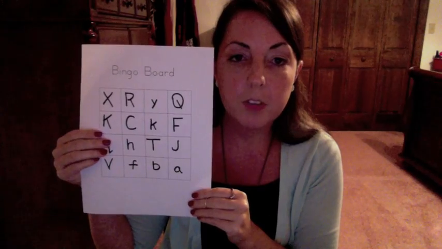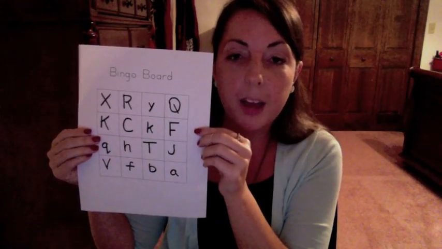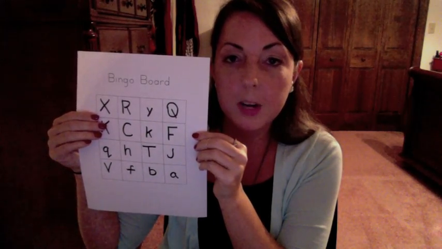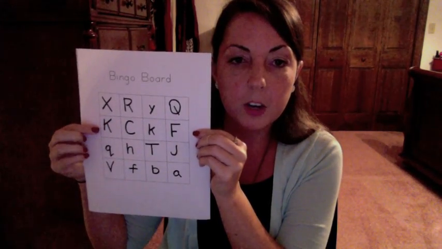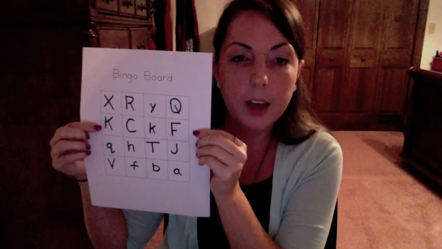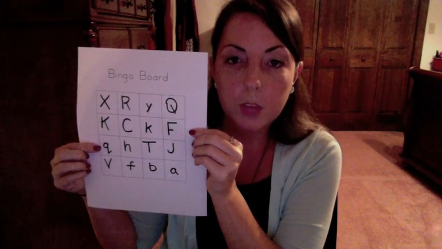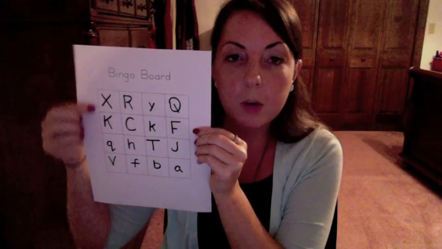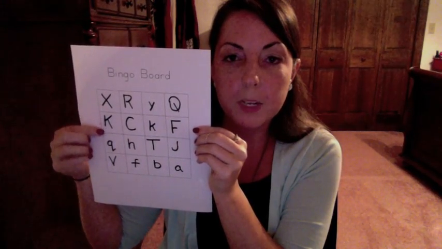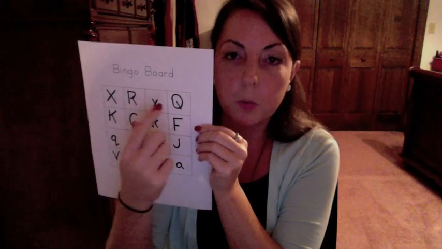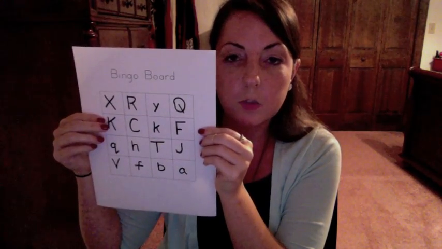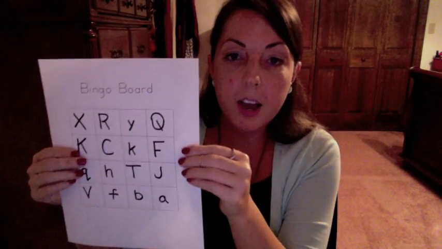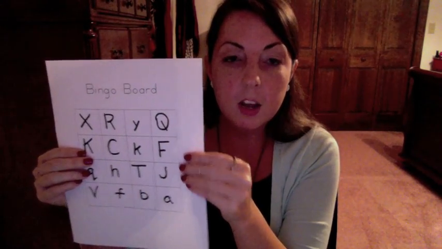So for example, if they heard a capital X, they would mark it with, if we used M&Ms that day, they'd put an M&M right over top of it. And then if they heard a capital K, they would mark that. If they heard a lowercase q, they would mark that. If they heard a capital V, they would be marking that. So they would be looking to mark 4 up and down or either 4 across their board. And then once they've got those 4 marked, they're going to be the winner of the game. And so I would just go over that until all of the students understood.